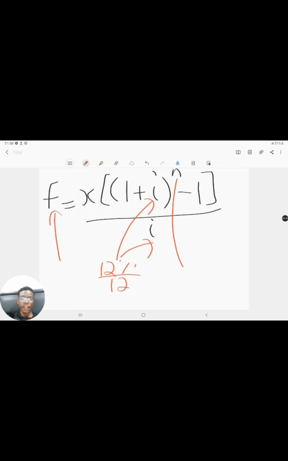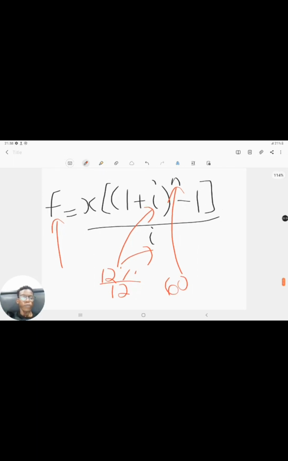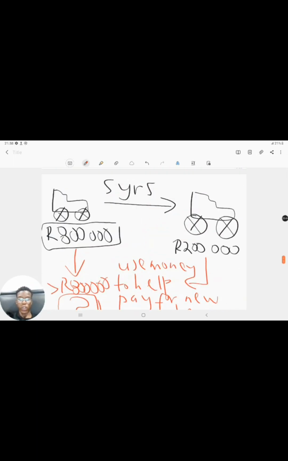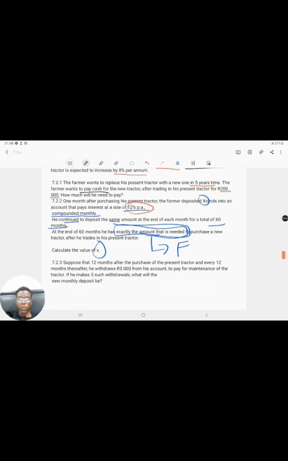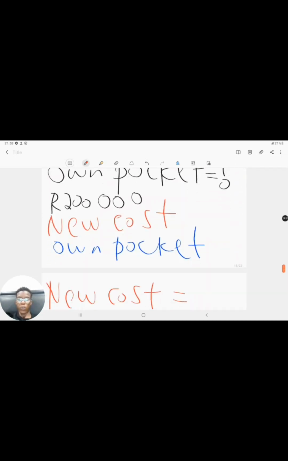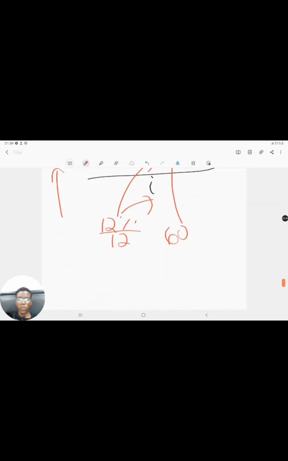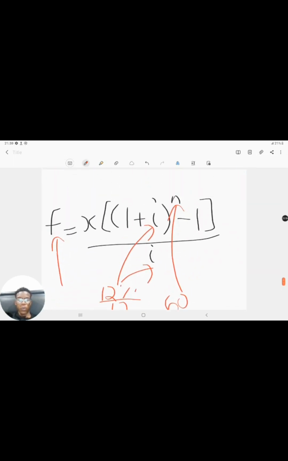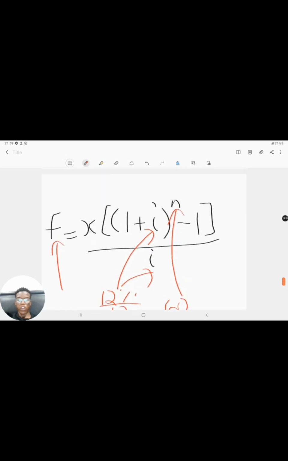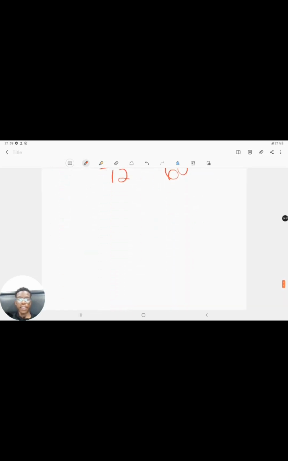And n, we've been told, is 60 months. This was given to us also in the question. I'm going to go back up to the question. It has been given to us, 60 months. So all the information has been given to us. All we have to do is substitute and solve. We've got our interest rate, we've got our F, and we've got our n. Now we solve. Okay, let's do that.